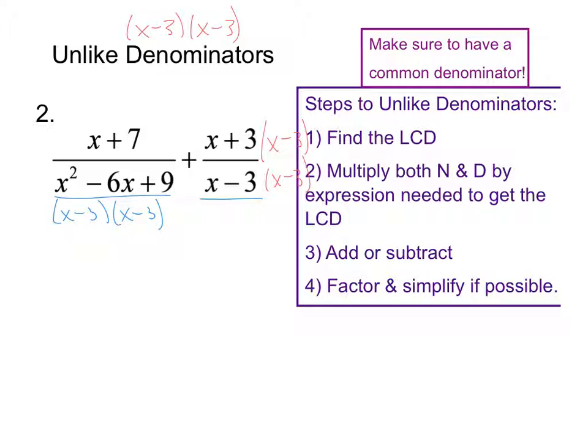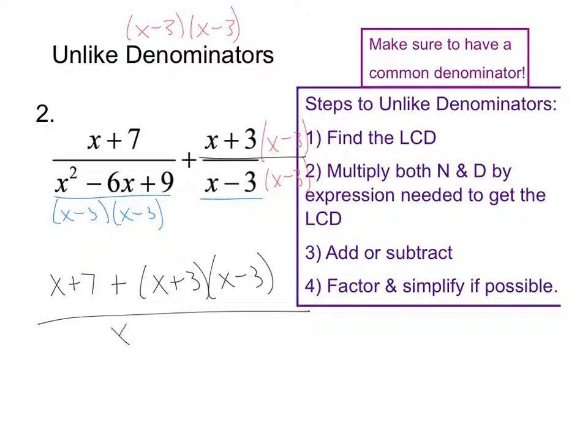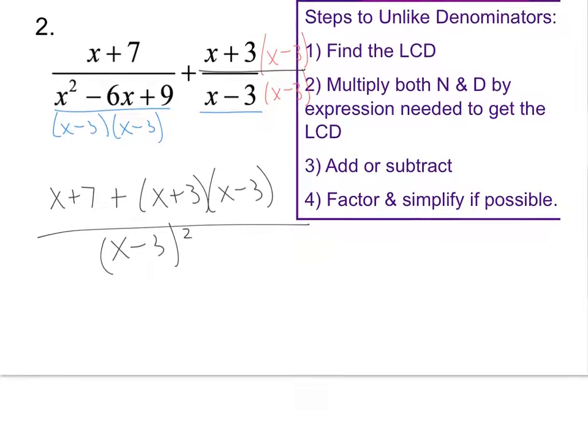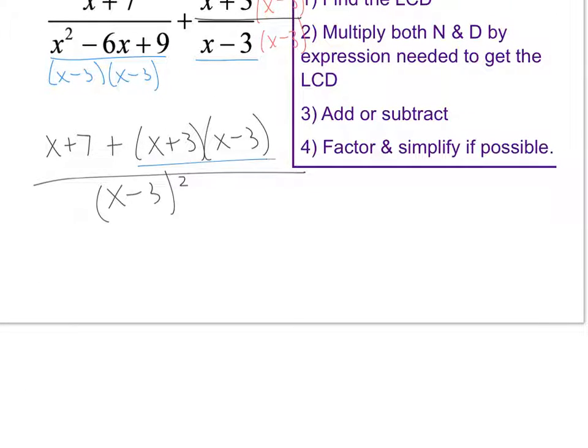So when I do that, this stays as x plus 7. And now I'm going to add. Now if I FOIL these two terms here, I'll leave them as they are so we can see everything we need to do, over x minus 3, and I could say the quantity squared. And now let's FOIL these two terms, and then we'll combine like terms. So I have x plus 7 plus x squared minus 9, all over x minus 3, the quantity squared.